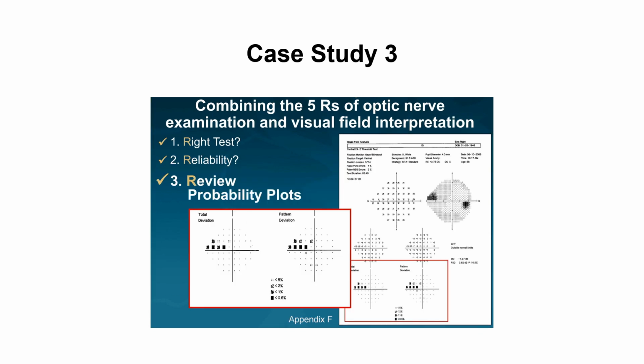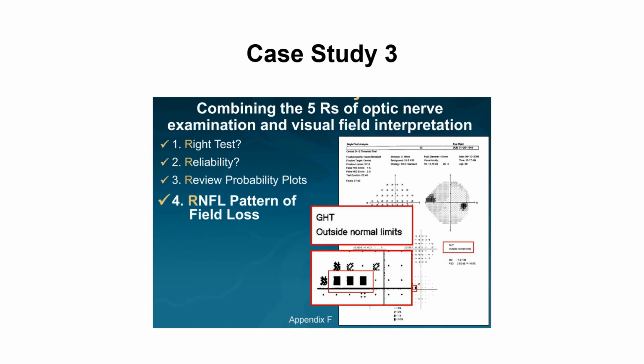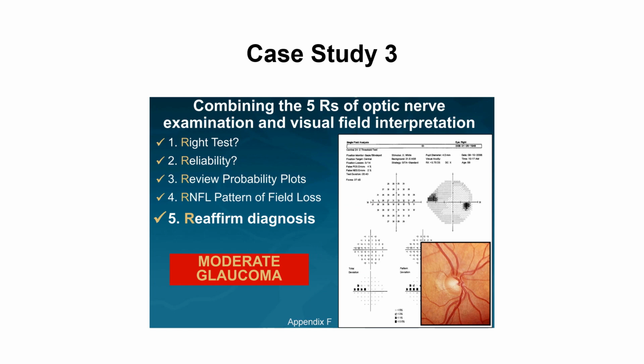Then you will review the probability plots, both the total deviation and pattern deviation. You will see a nasal step. You will review the retinal nerve fiber layer and see the nasal step along with the glaucoma hemifield test outside normal limits. So this is moderate glaucoma, combining both the optic nerve examination and the visual field.